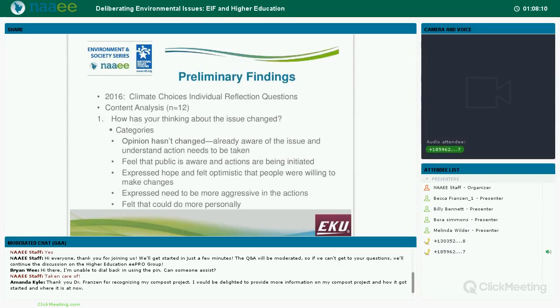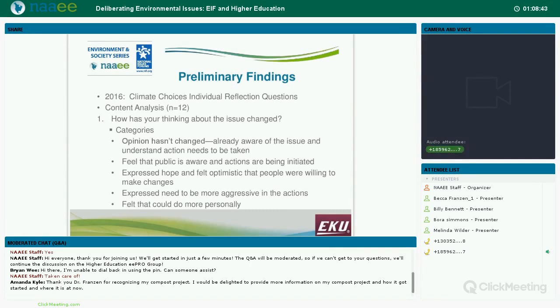These findings are based on a content analysis. We asked these folks, as part of the individual reflections they did after the forum, and we looked through for some categories that stood out among all of the students' responses. The first one, we had quite a few students who said their opinion hadn't changed because of the fact that they're already aware.